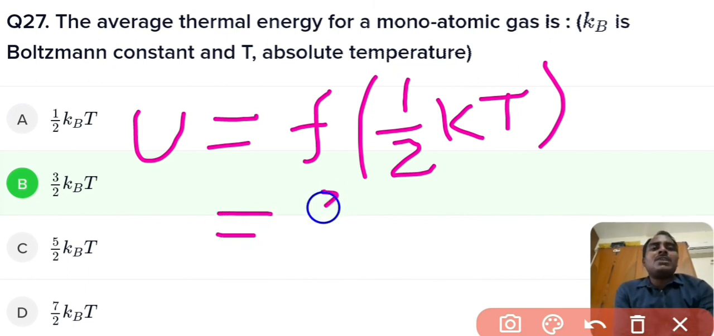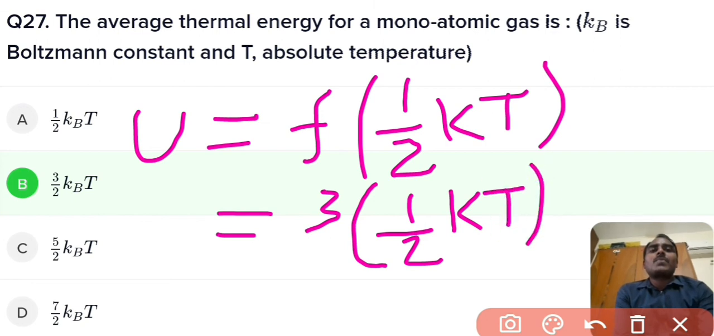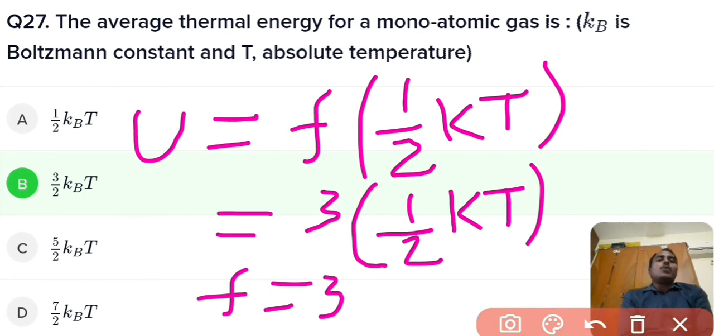So 3 into 1 by 2 kT. So here F is 3. The degrees of freedom is 3 for a monoatomic gas. So 3 by 2 kT. B option is the correct option.